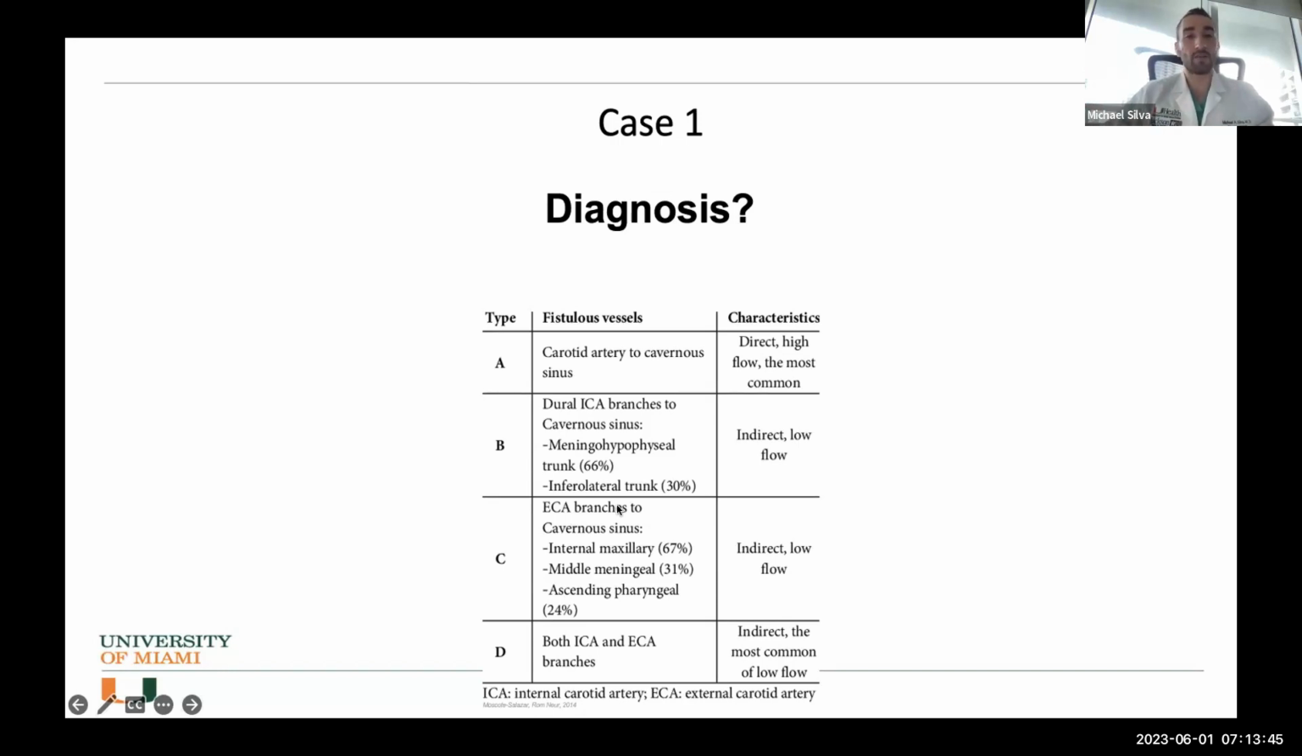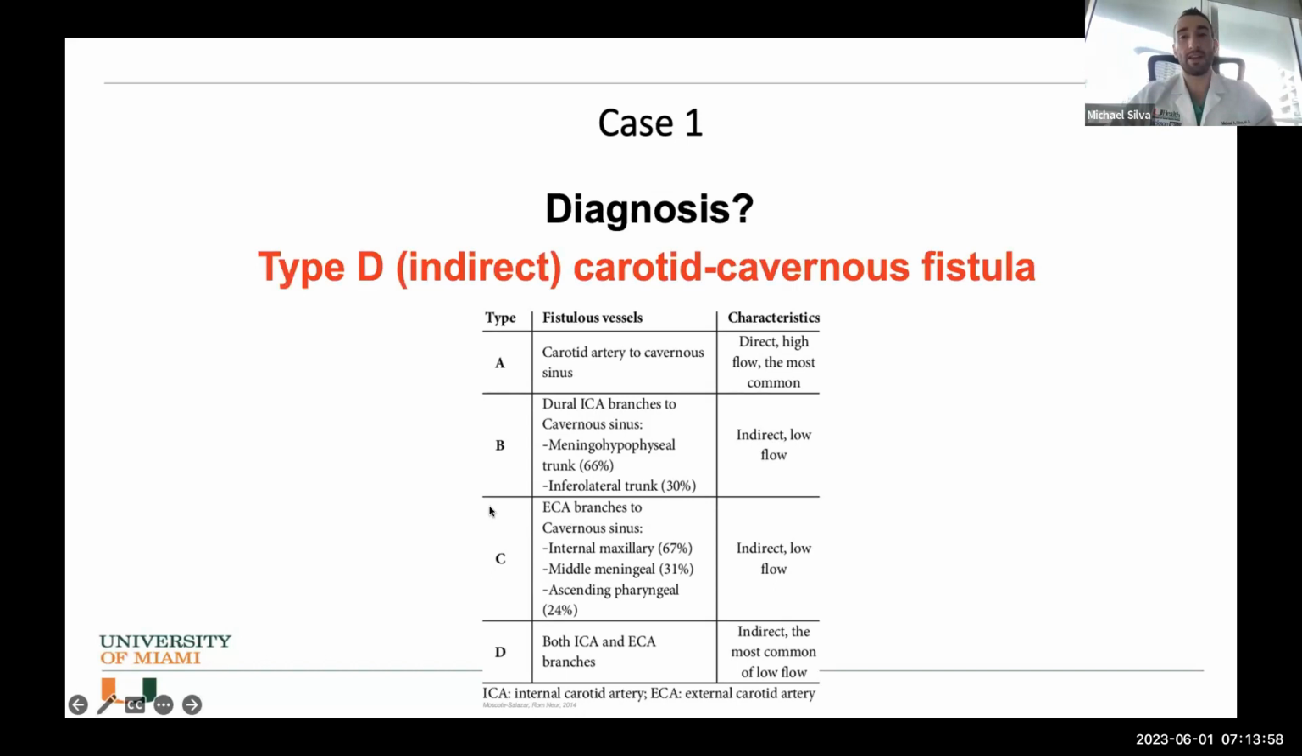And then the other way to think about it is whether they're from the ICA or the ECA or some combination of those two. So that's where this grading system comes from. Again, the details aren't important, but it's more how you conceptualize the classification. So in this case, this is a type D, meaning it's indirect, lower flow, from small feeders from the ICA and the ECA.